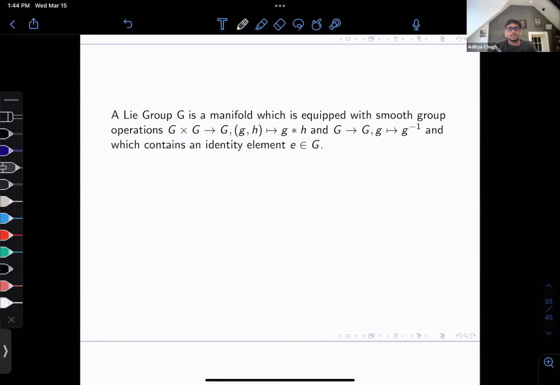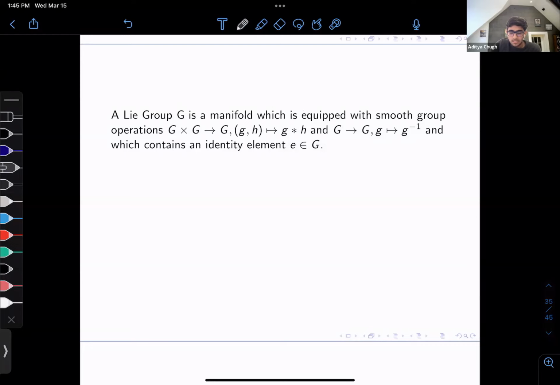So a Lie group ties together both these important concepts of being a group and a manifold. A Lie group is a manifold which is equipped with smooth group operations. And by that, I just mean that, remember when we had a binary operation, you take two elements, you do the binary operation, and that's still an element of the group. That information is just contained in this function.